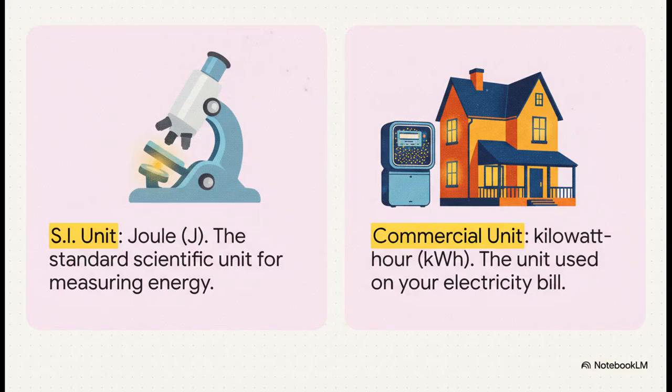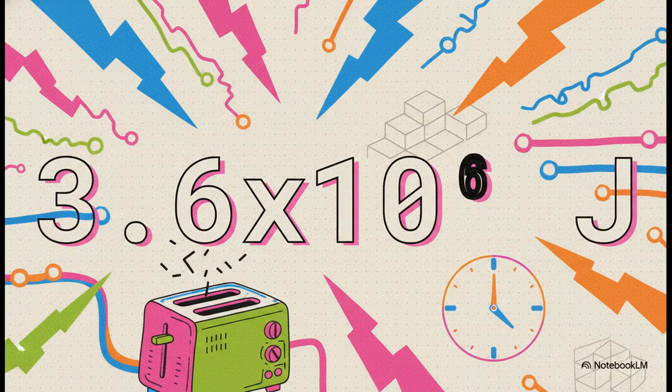Now, while the official SI unit for energy is the joule, it's a really tiny unit. For practical things like your electricity bill, the company uses a much larger unit, the kilowatt hour. This is the one you actually see and pay for. So how do these two units relate to each other? Well, 1 kilowatt hour, that unit on your bill, is equal to a whopping 3.6 million joules.